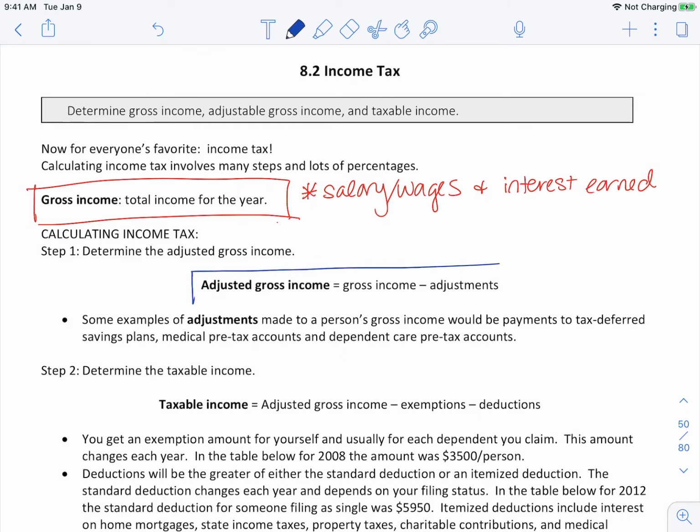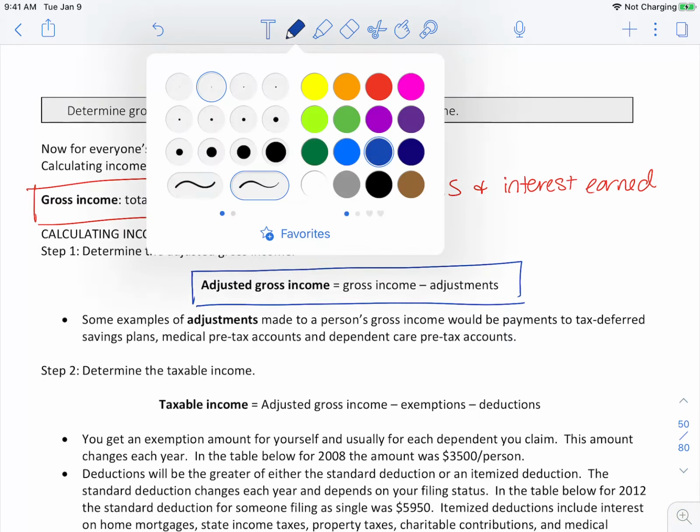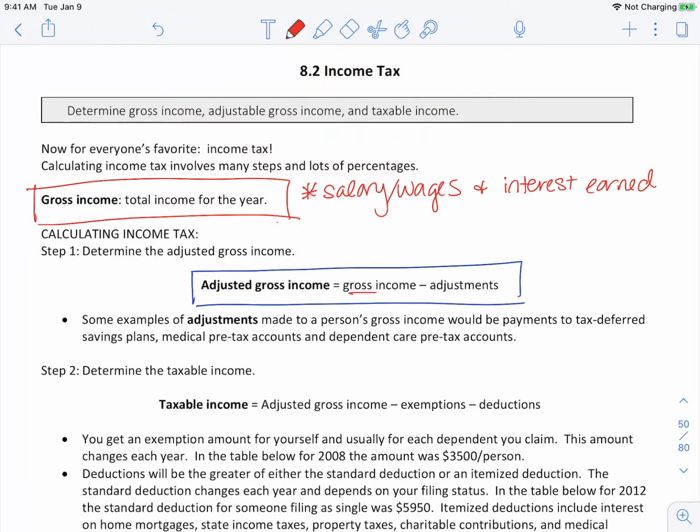So adjusted gross income, this is taking your gross income, the salary and wages and interest earned we just talked about, and subtracting out adjustments. Now adjustments, this is anything that is taken out pre-tax. So some examples of adjustments made to a person's gross income will be payments to a tax-deferred savings plan, medical pre-tax accounts, and dependent care pre-tax accounts.